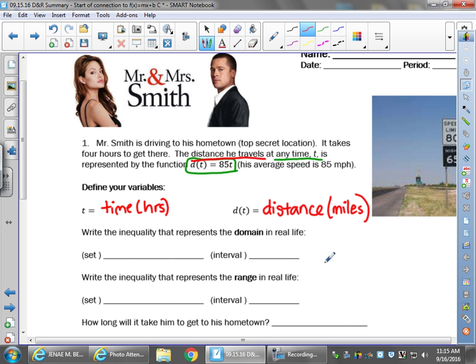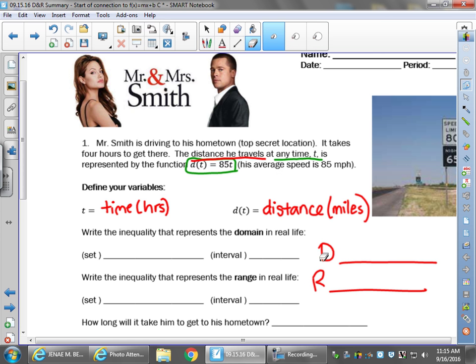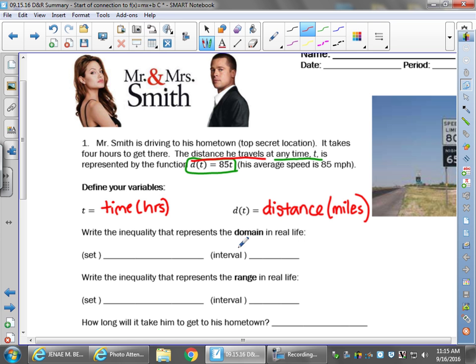Very good. Now, in the last ones, I had domain and a line, range and a line. Here, domain and range is part of a sentence, but that's okay. We can still put our units. We have to put our units. It will definitely help us later on. So above domain, what am I going to write?